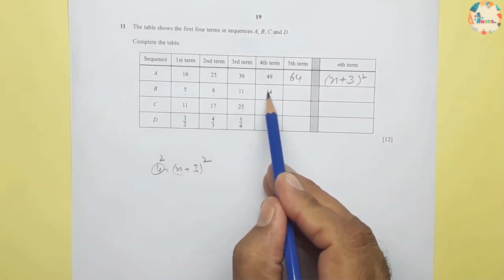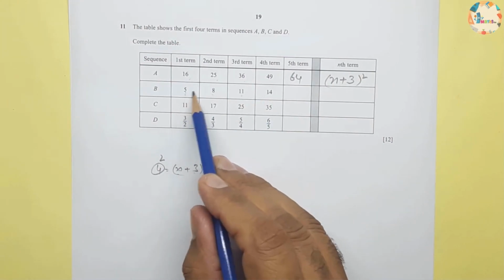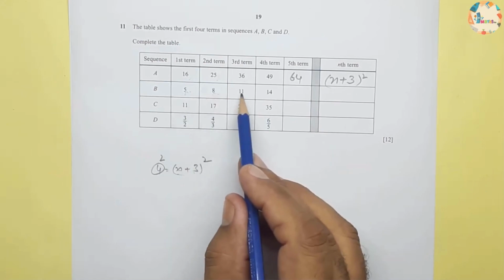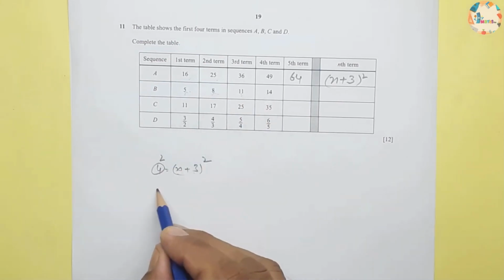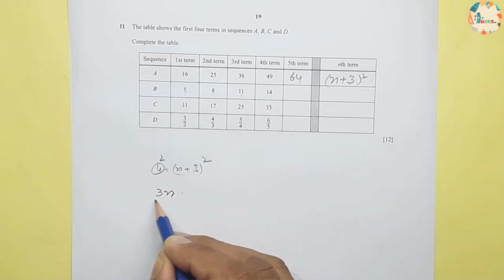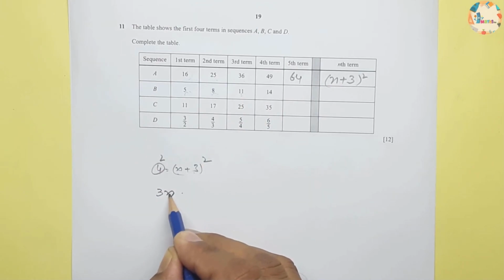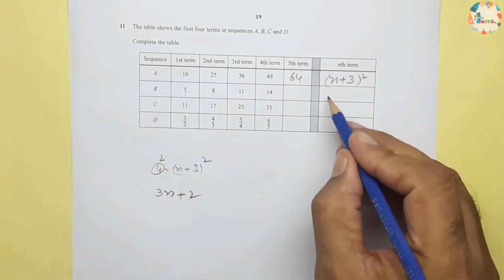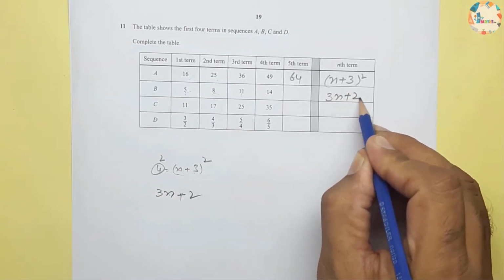We'll have to check the difference. Difference is 5, 8 is 3, then 3, then 3. So the difference is 3. So we can write 3n. So if n is equal to 1, this will result in 3, but we need 5. So plus 2. So 3n plus 2 will be the answer, 3n plus 2.